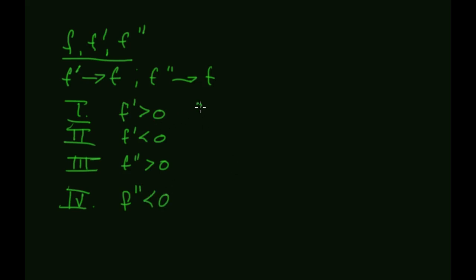So if f prime is positive, f is increasing, and if it's negative, f is decreasing, because positive slope, we're going up, negative slope, we're going down. f double prime gives me a sense of concavity. Concavity would be something like increasing faster or decreasing slower. In that case, I am concave up. So if the second derivative is positive, I'm concave up.